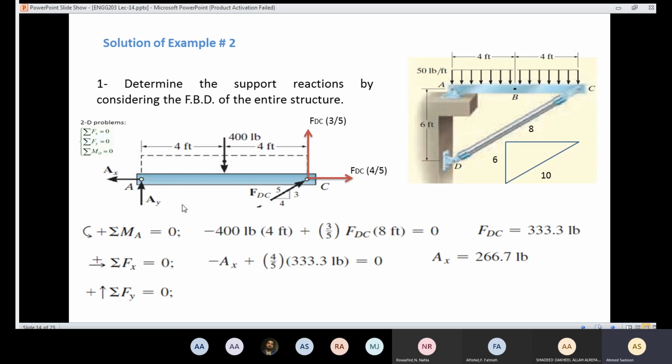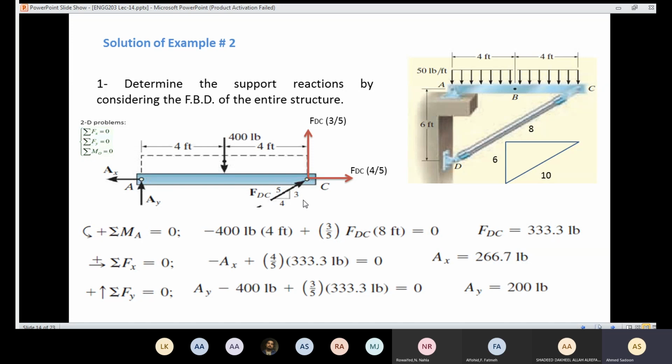I'm going to have AY, which is unknown. I have the 400, which is negative, and this value is going to be positive. In that equation, I have only one unknown, which is AY. Easily I can solve for AY, and AY came out to be 200 pounds. So now I managed to calculate the support reactions. Now I know the value of AX, I know the value of AY, and I know the value of FDC. Now I'm in a position to calculate the internal forces.